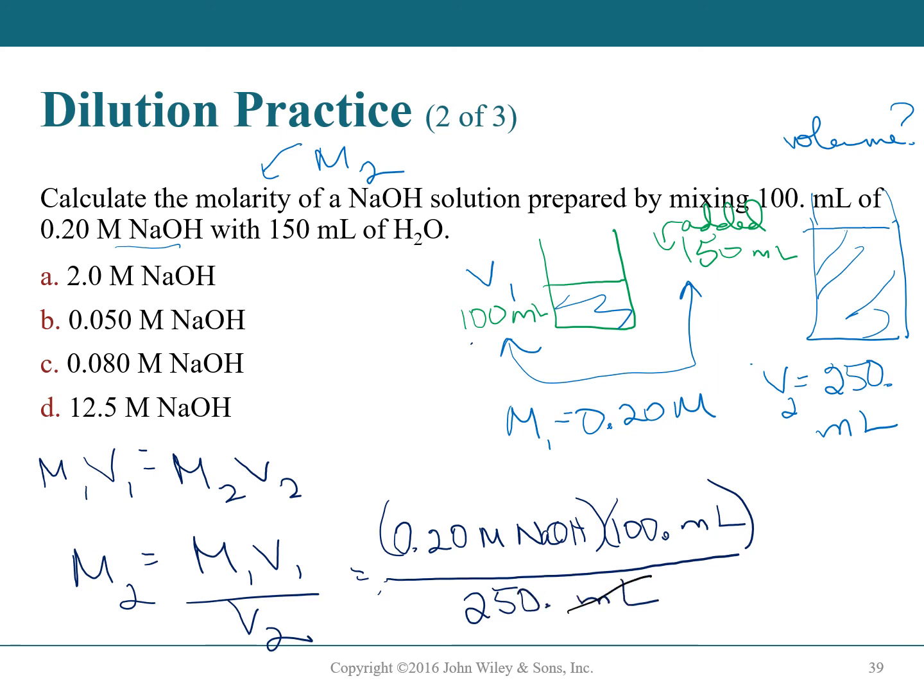Notice how my units for volume cancel out, so what I should end up with is concentration in molarity. This is 3 significant figures, but that's 2, so our answer will be in 2 significant figures. It's 0.2 times 100 divided by 250, and we have 0.080. That's my 2 significant figures right there. 0.080 molar sodium hydroxide solution.